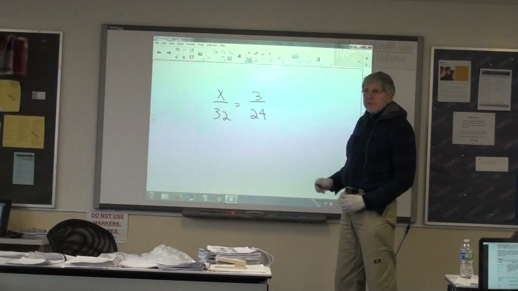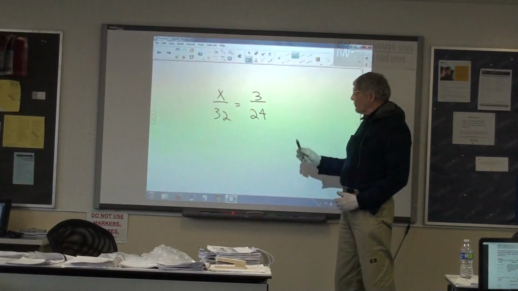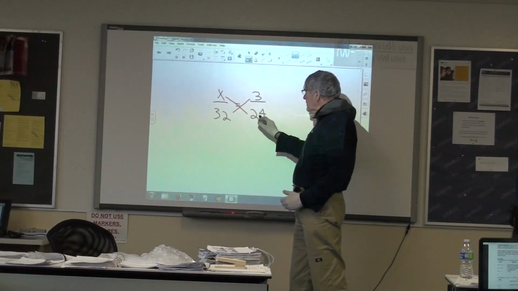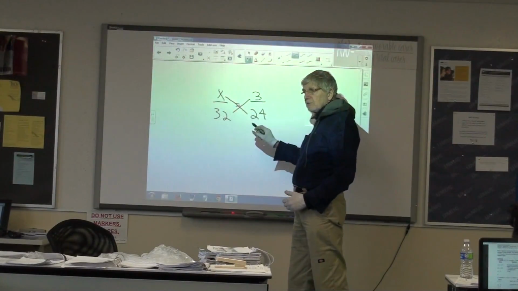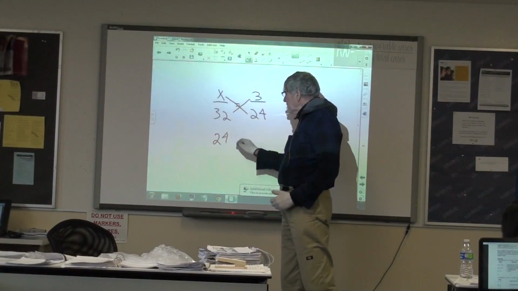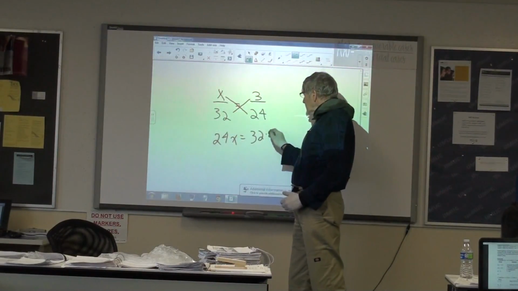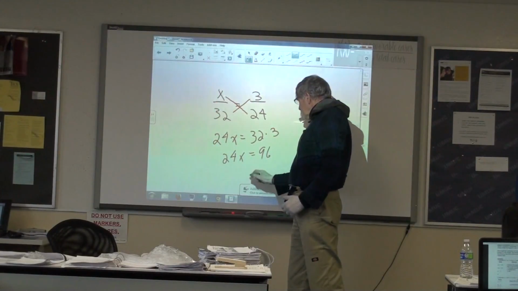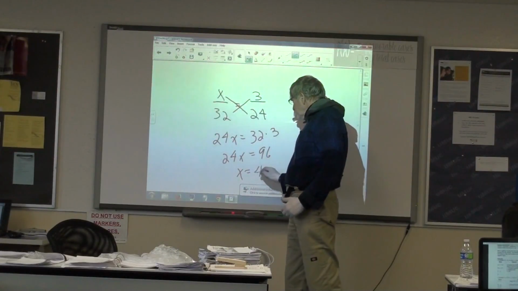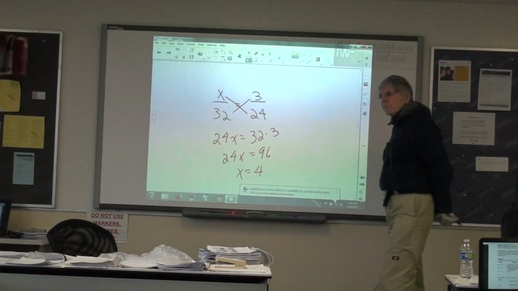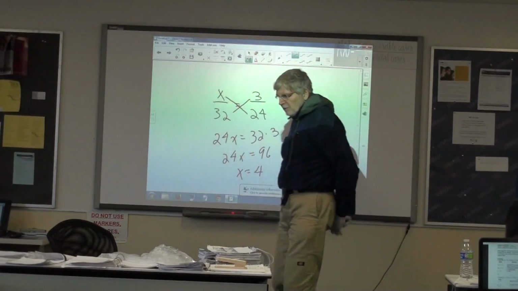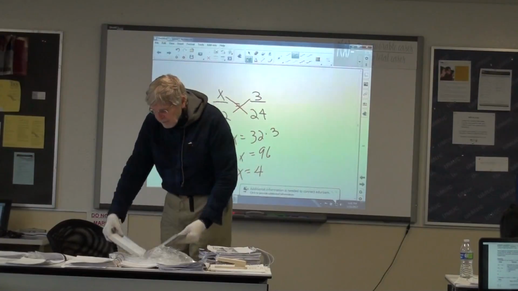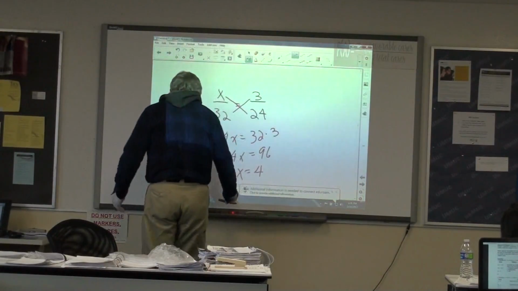When you have exactly one fraction on the left and one fraction on the right, you're permitted to cross multiply. This times this equals that times that. So we get 24x is equal to 32 times 3, or 24x is equal to 96, or x is equal to 4. So let's try another of these ones that are susceptible to cross multiplication. 24 over x equals 12 over 7.